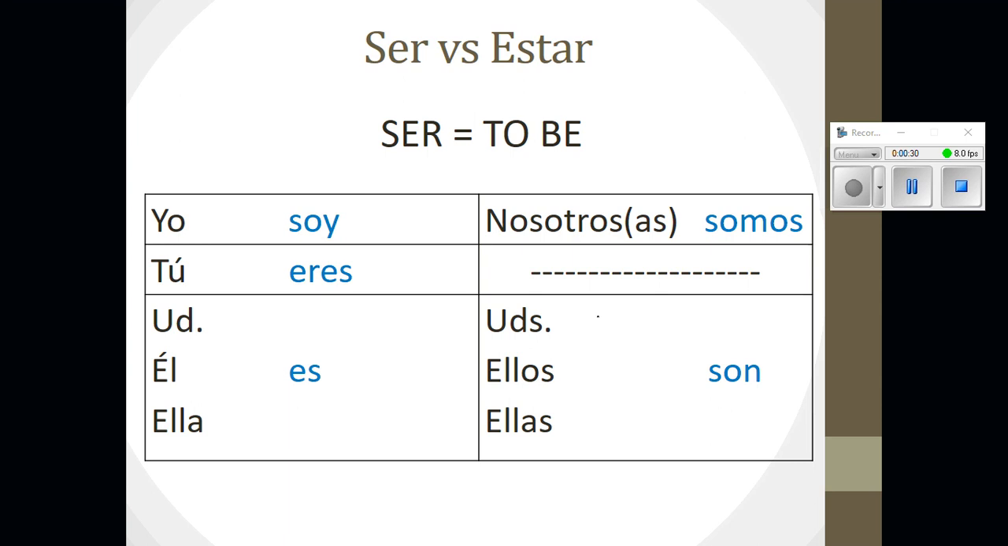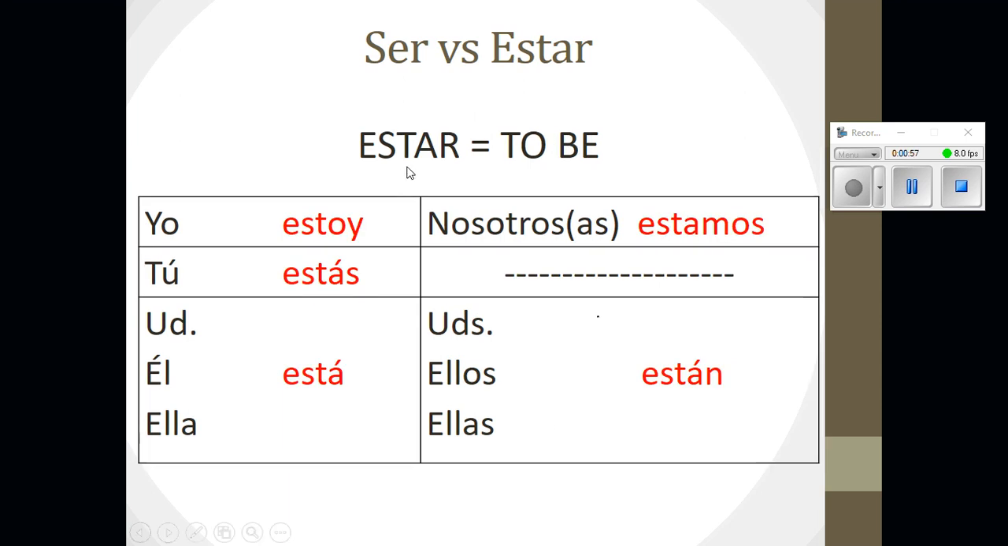So let's review the forms of ser. Remember that ser means to be. Yo soy means I am. Tú eres, you are. Usted es, you are formal. Él es, he is. Ella es, she is. Nosotros somos, we are. Ustedes son, you all are. Ellos son, they are. And ellas son, they are. Pause the video and fill in the first part of Part A of the note guide.